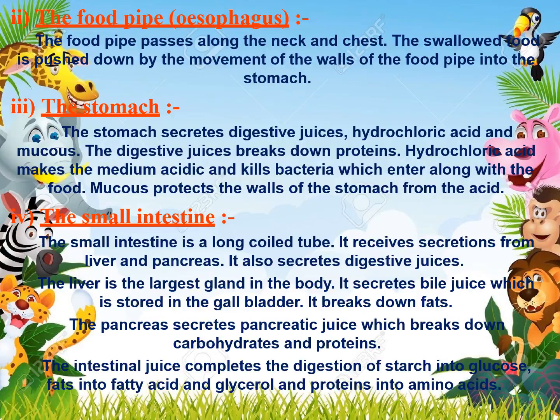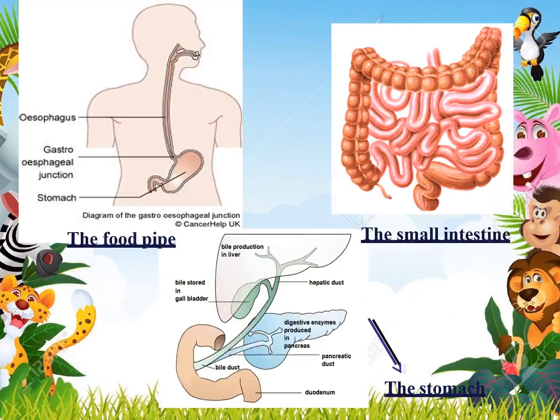And the functions: proteins are broken down to amino acids in the small intestine. Carbohydrates are broken down into simple sugars such as glucose and fructose. Fats are broken down into fatty acids and glycerol. The intestine wall absorbs digested food. Here are the pictures that show the food pipe, oesophagus, small intestine and stomach that we discussed.